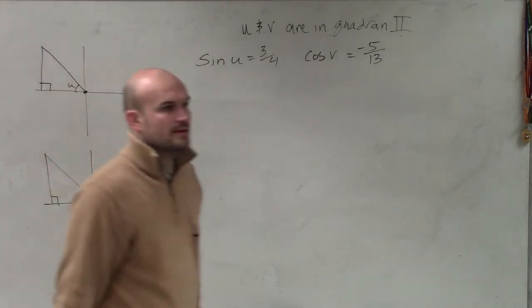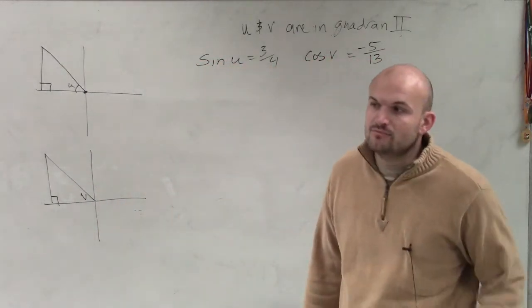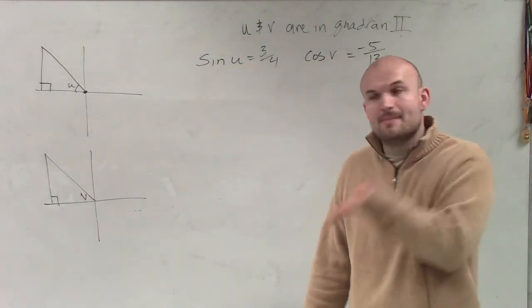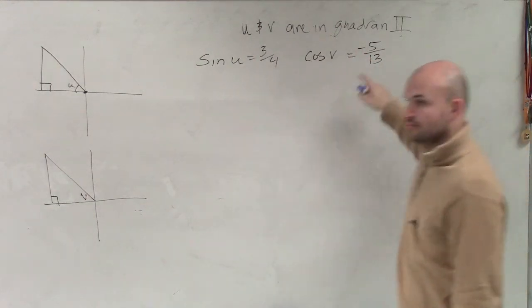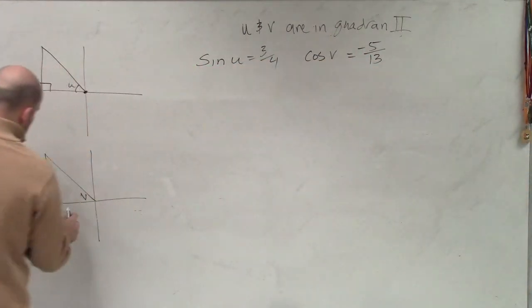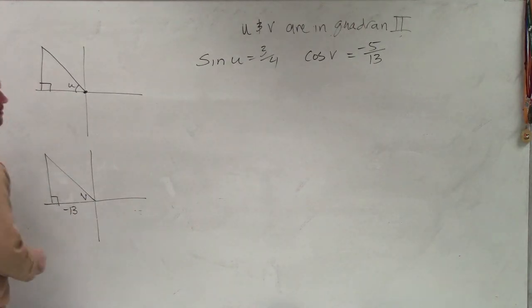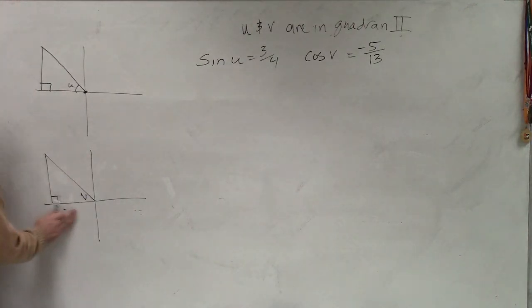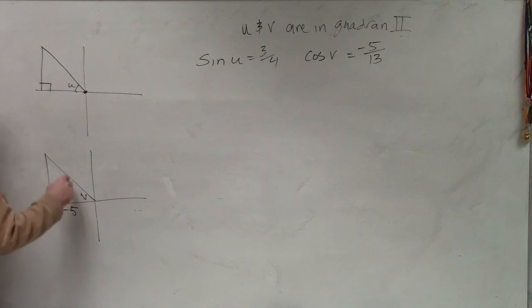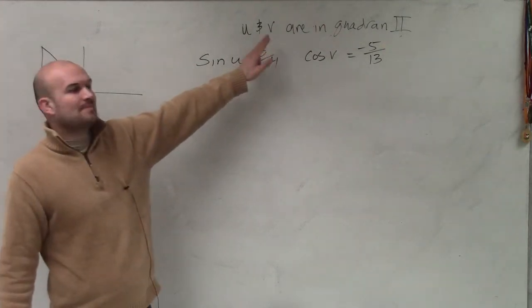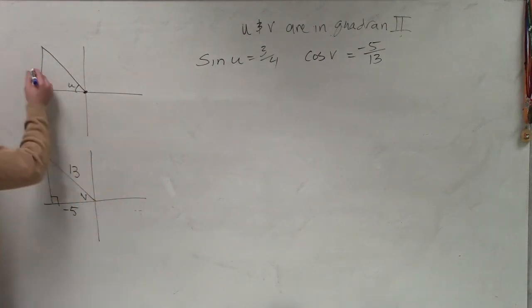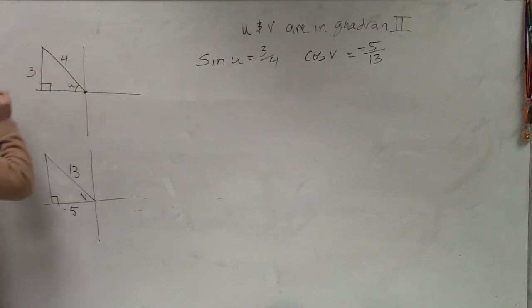Now, remember, cosine represents adjacent over hypotenuse. Adjacent is negative 5 over 13, which is your hypotenuse. Sine, remember, is opposite over hypotenuse. So that's 3 over 4.